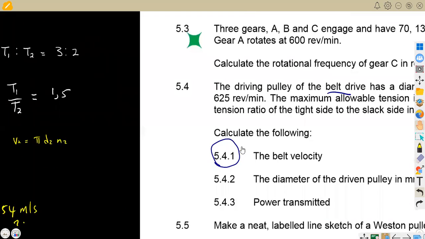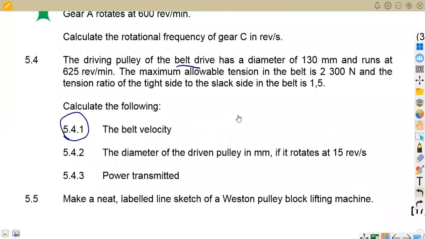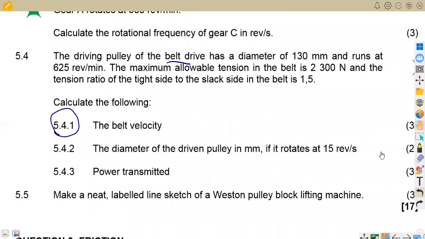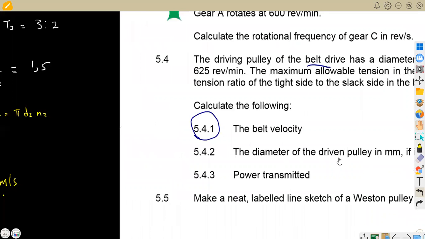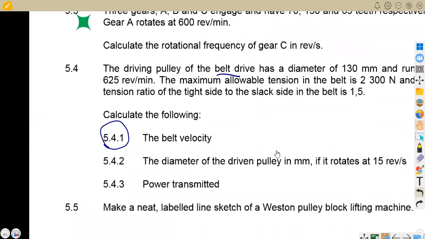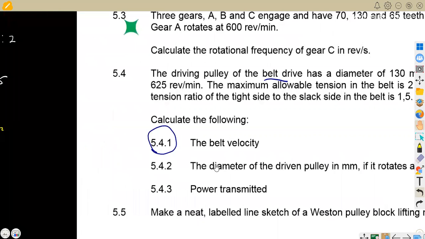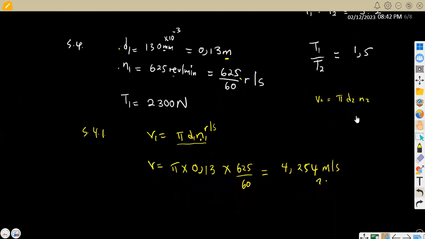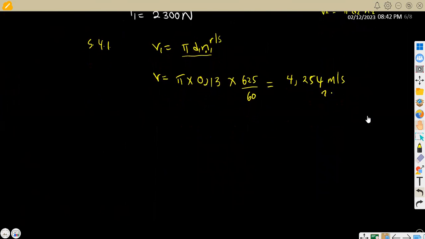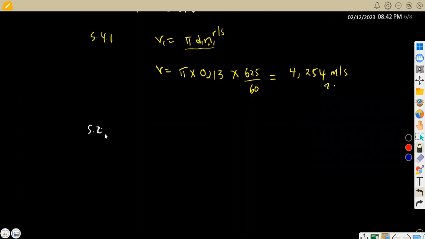We move on to 5.42. The diameter of the driven pulley in millimeters. Take note, we need the diameter of the driven pulley, which means that we are given that the driven pulley rotates at 15 revs per second. So this is what you're going to have here. That's 5.42. Let's have our information.